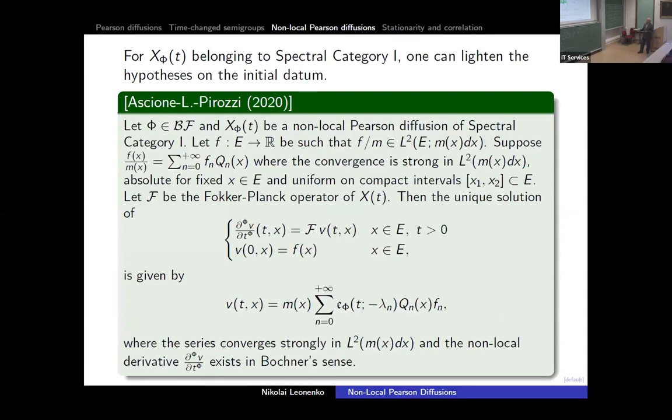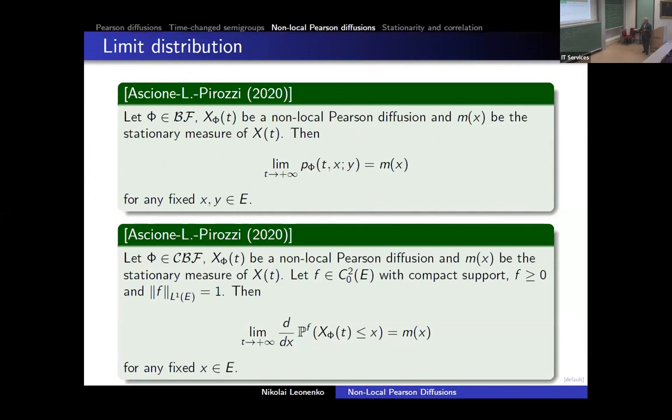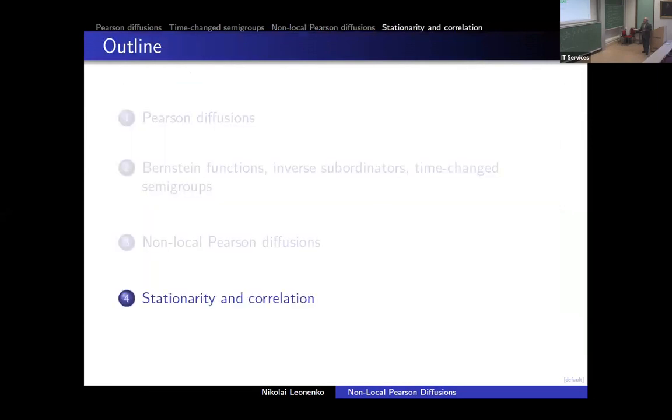For spectral categories 2 and 3, the results are again expected, but of course based on the spectral decomposition I already mentioned. Instead of this infinite sum, we have a discrete part of the spectrum and an essential part of the spectrum, of a different type depending on the spectral categories.